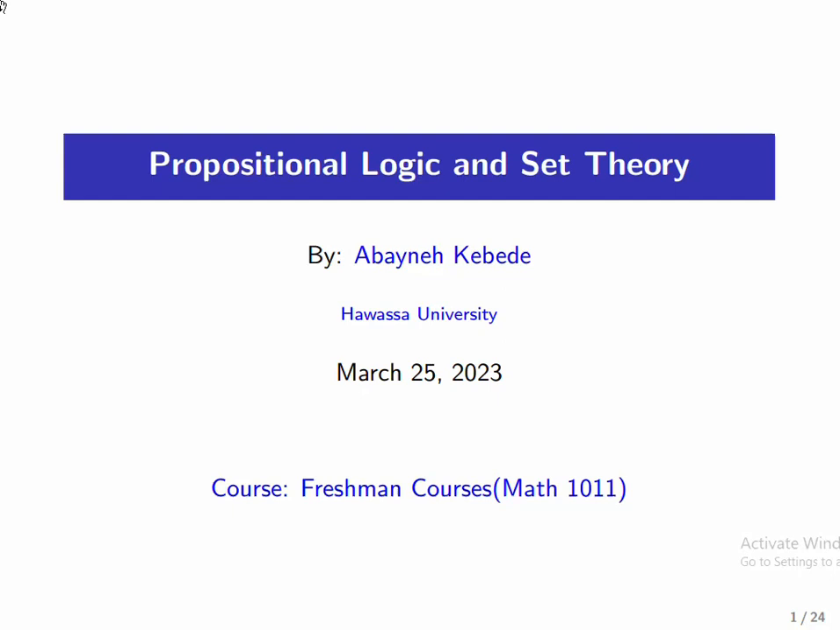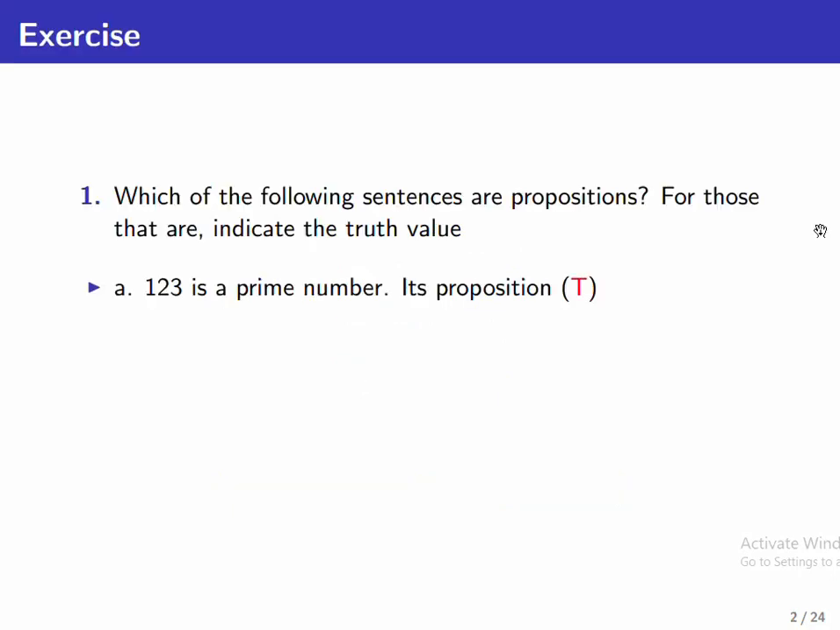Now let us start from the exercises. Exercise 1 says: which of the following sentences are propositions, and for those that are, indicate the truth value. That means from the given statements, after you have selected the propositions, you should indicate the truth value.